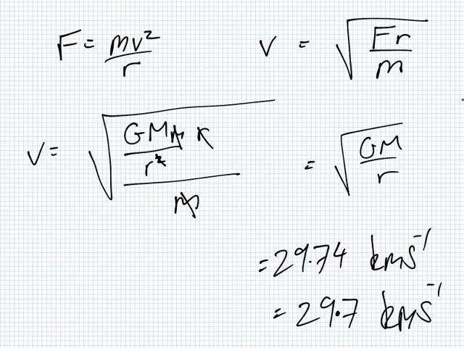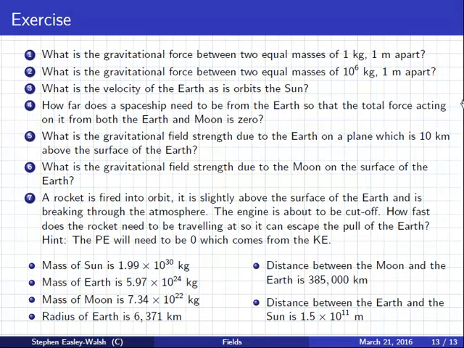Okay, the next one is: how far does a spaceship need to be from the Earth so that the total force acting on it from both the Earth and the Moon is zero? In other words, at what point will the force pulling it towards the Moon equal the force pulling it towards the Earth? And technically at that point the spaceship could just sit there and not be pulled either way.